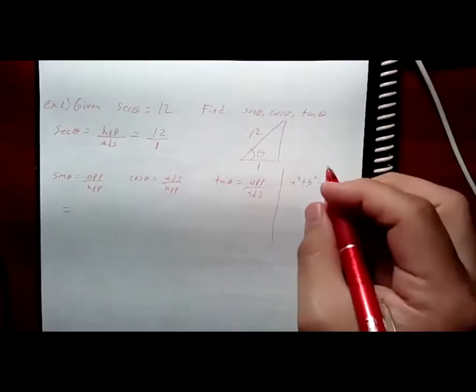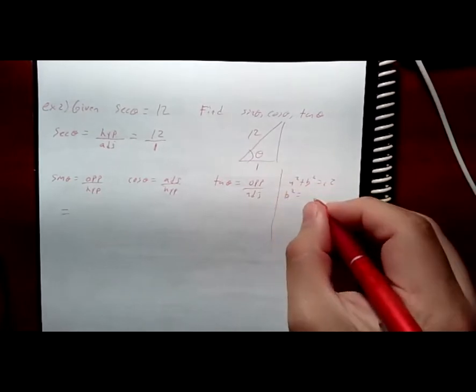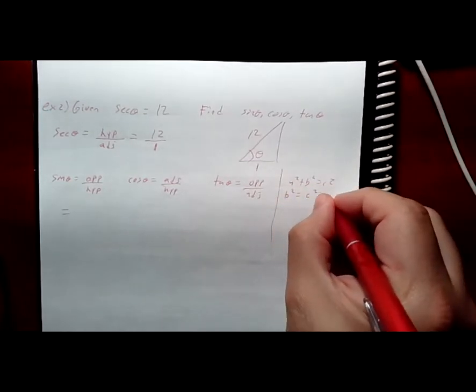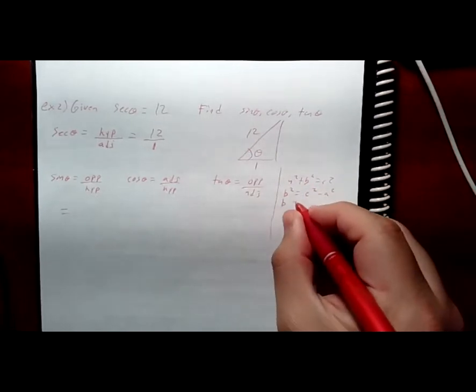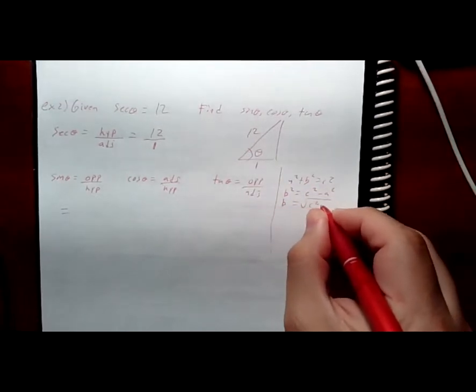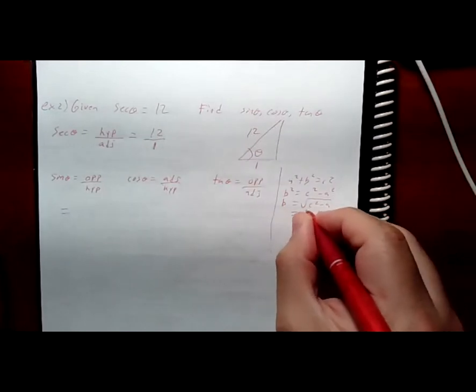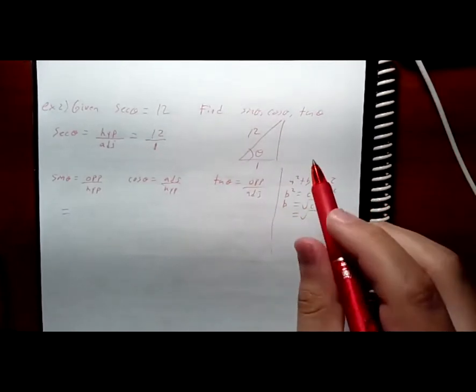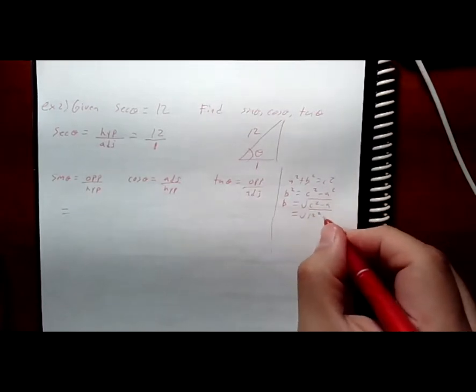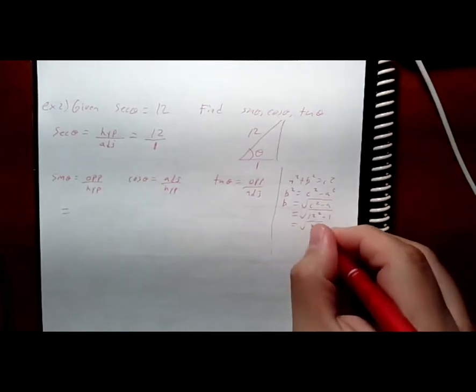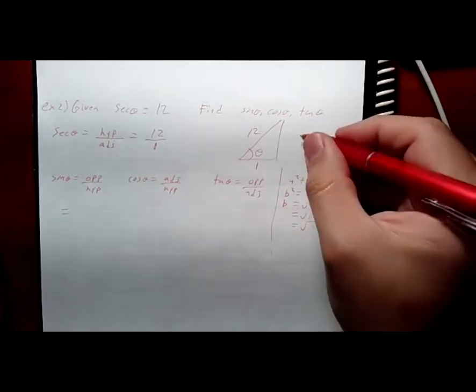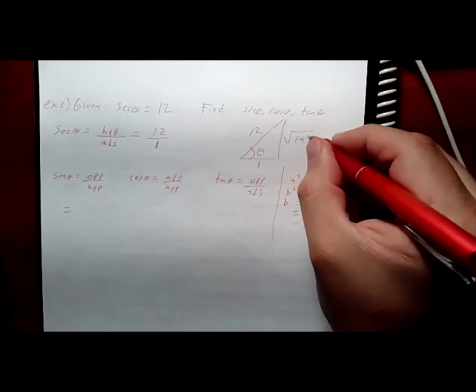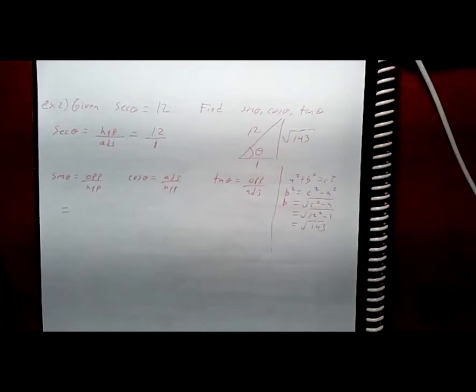If I call this a, I need to find b. So solve for b. That'll be c squared minus a squared. Square root both sides. b will be the square root of c squared minus a squared, which is the square root of 12 squared minus 1, which is 143. So this ugly number, square root of 143. I forgot I needed to first find the missing side using the Pythagorean theorem. You guys remember the Pythagorean theorem steps?